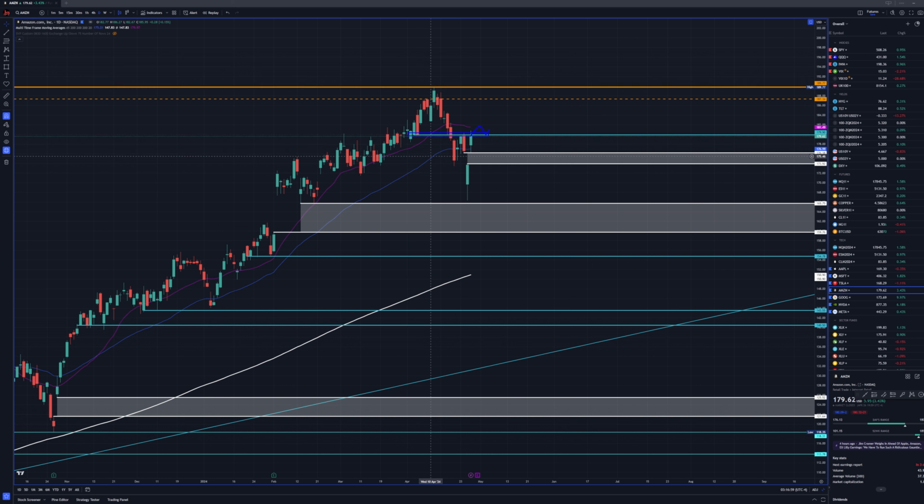So if we see continuation, we might see some push through all-time highs. Amazon could be the next 2 trillion market cap stock after Google. Let's see what happens, but we need a pretty strong consumer confidence.